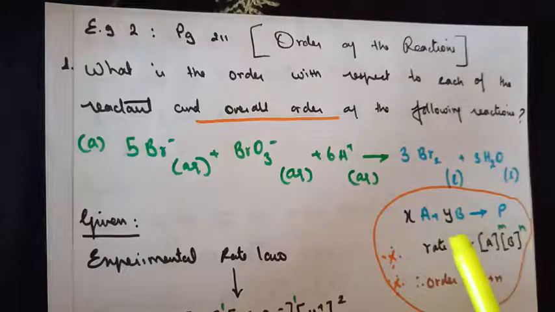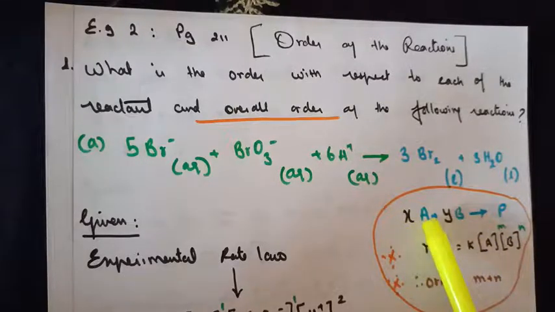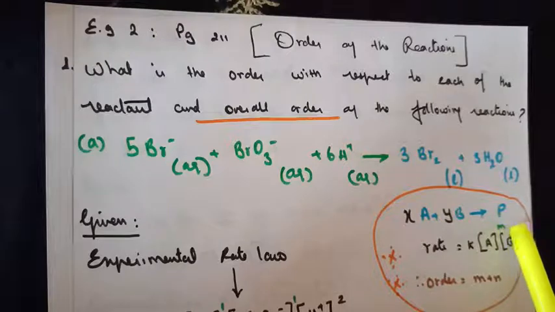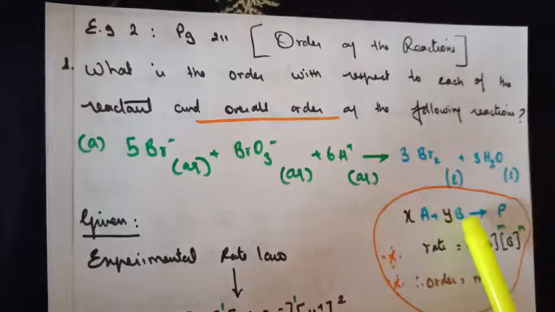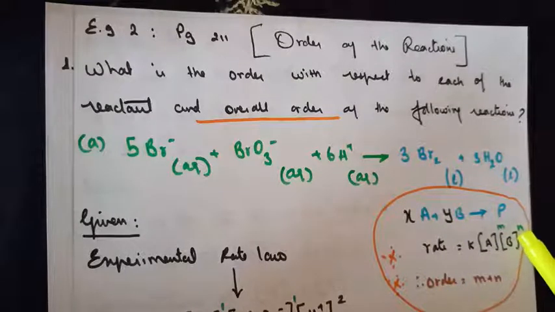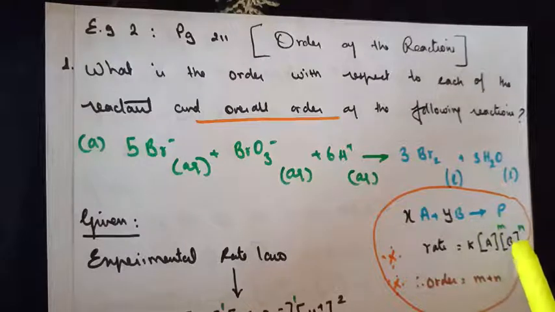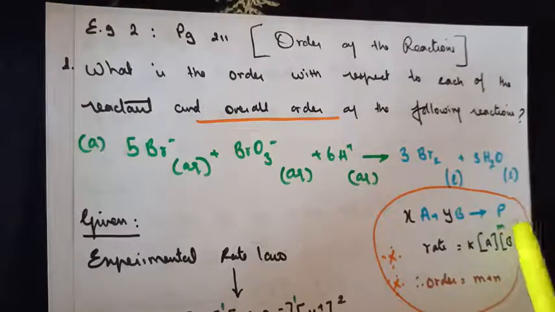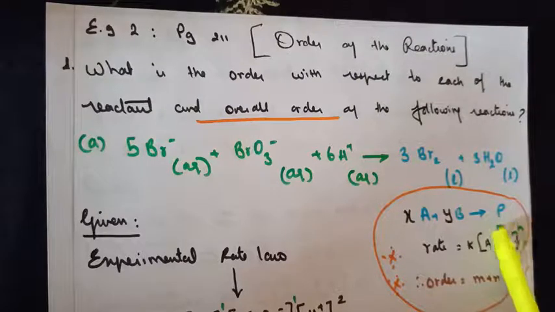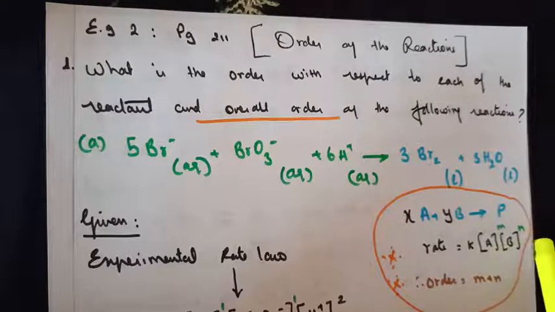What do I mean here? Out of x moles of A, only m amount of A contributes to forming the product. Out of y moles of B, only n amount contributes. So the order is calculated by the formula m plus n. All you have to do is add up the powers. Based on this, we are going to work out the numericals.